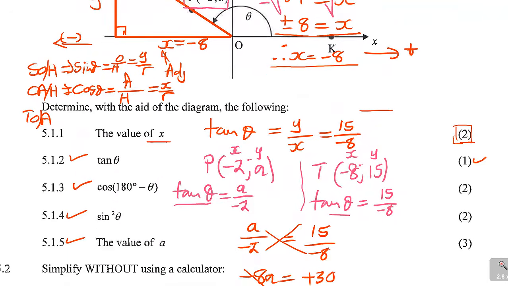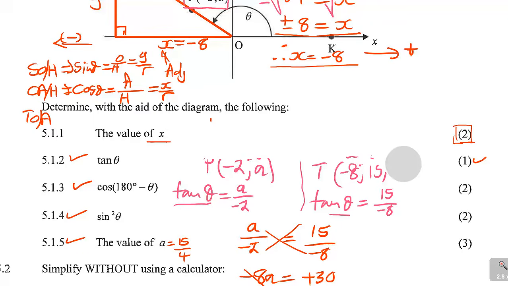So the answer here, let me just write it. A is equal to 15/4. So let us look at other different ways you could have approached that.